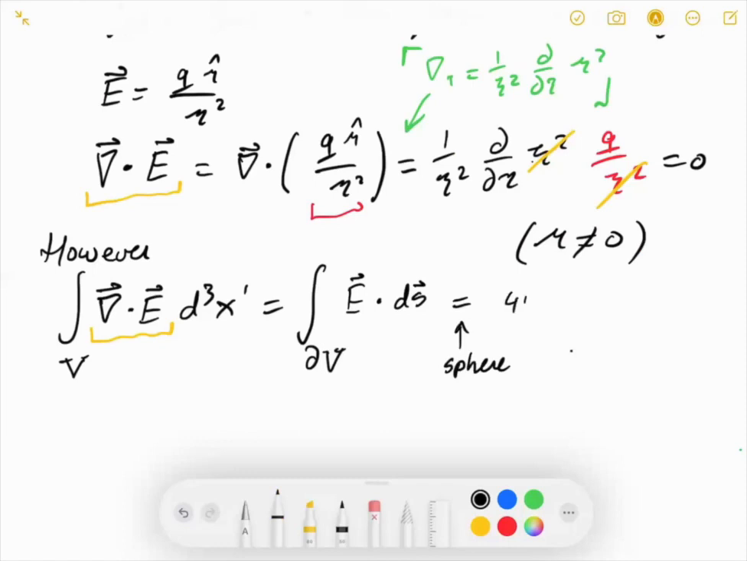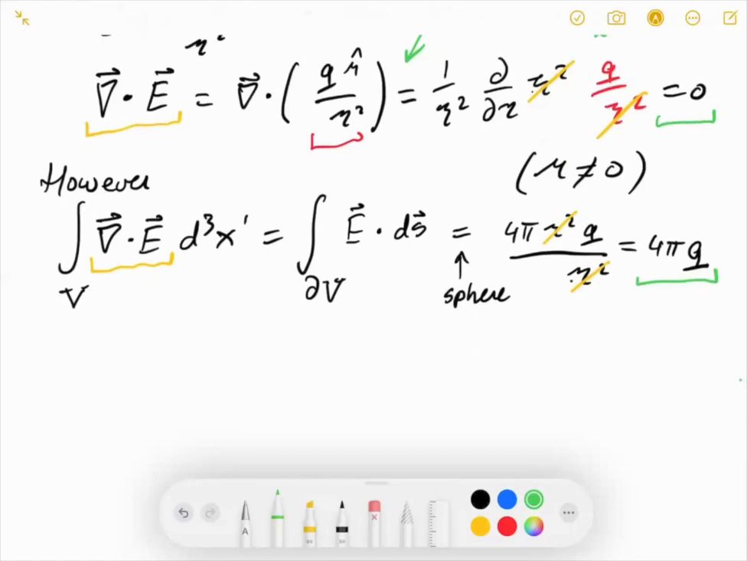Okay, and then for a sphere, you just get 4 pi r squared times q over r squared, right? Because the electric field is the same over the entire surface of the sphere. So we can just factor out the surface area of the sphere. And now again, you see an r squared and an r squared canceling, and you get 4 pi q. Now, look very carefully. This is not the same as 0, which is what we would expect based on the fact that if you calculate the straight up divergence of that 1 over r squared, it's supposed to be 0. So how can we reconcile these?